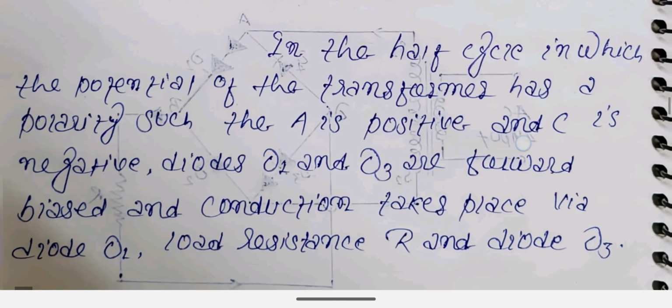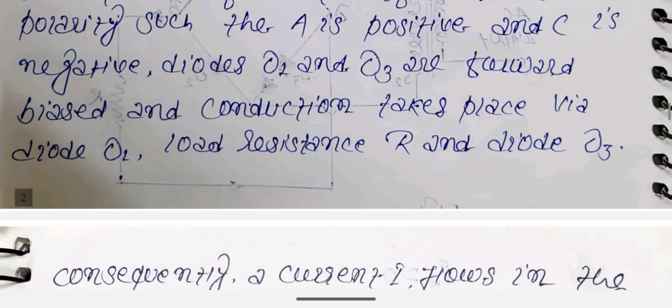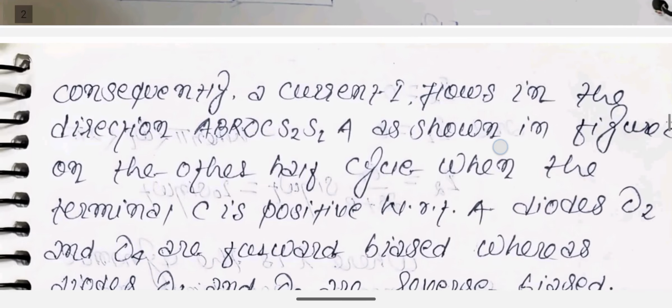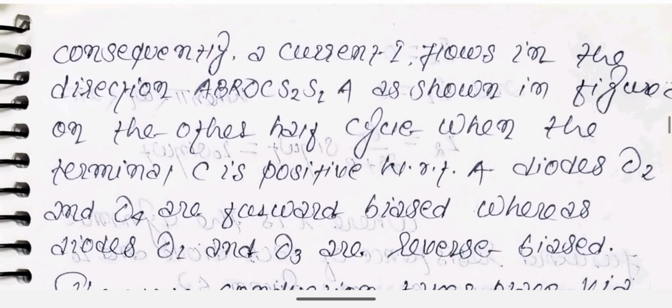In the half cycle in which the transformer secondary has a polarity such that A is positive and C is negative, diodes D1 and D3 are forward biased and conduction takes place through diode D1, load resistance R and diode D3. Consequently, a current i flows in the direction A B R D C S2 S1 A as shown in figure A.